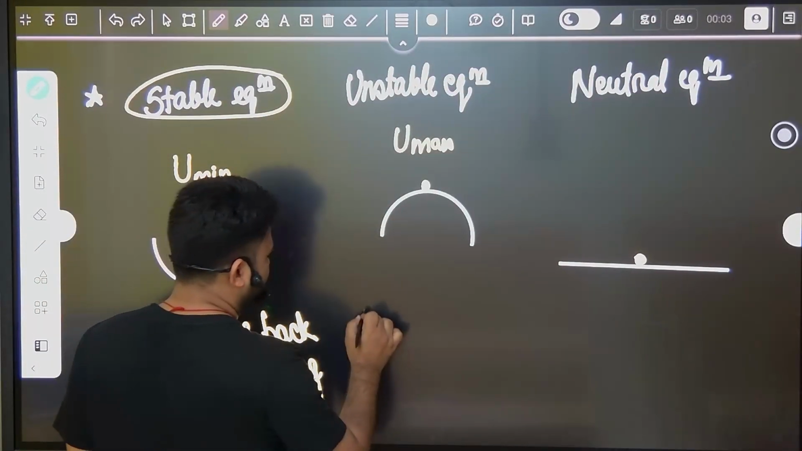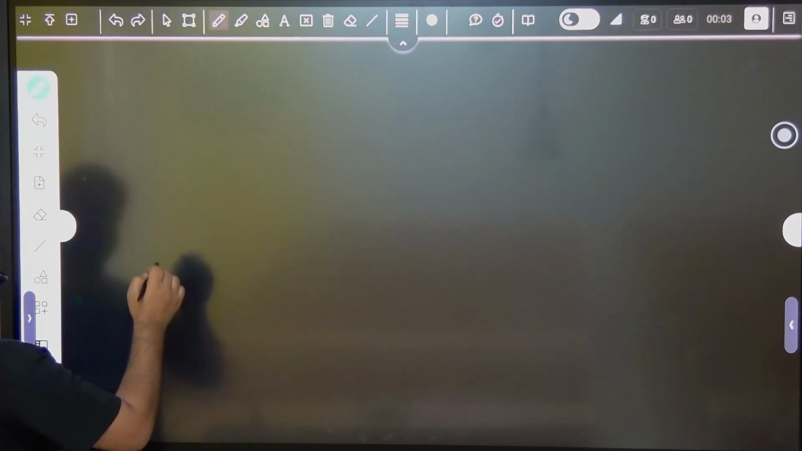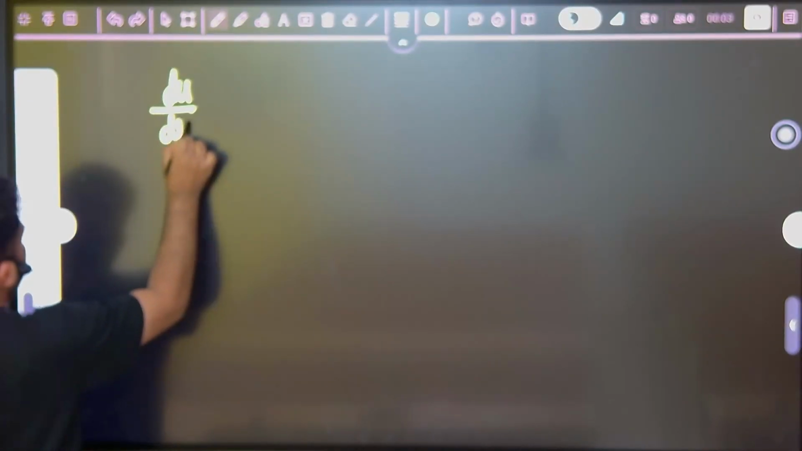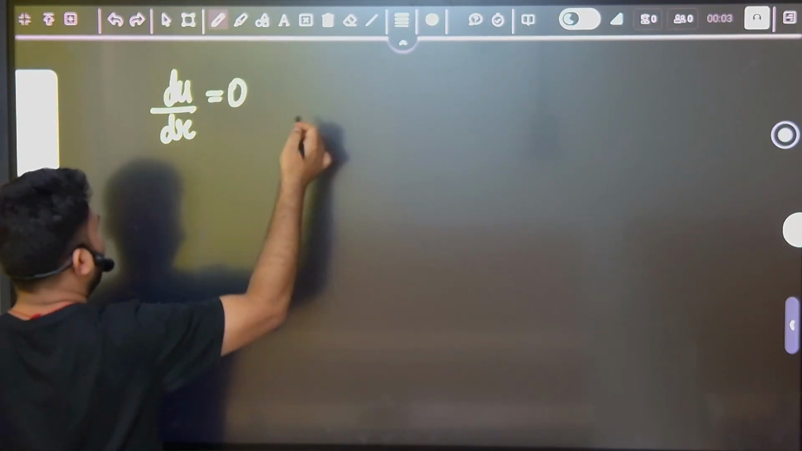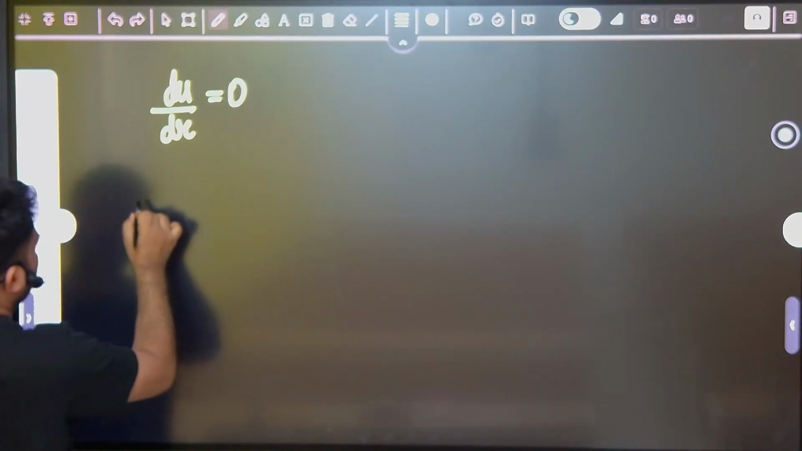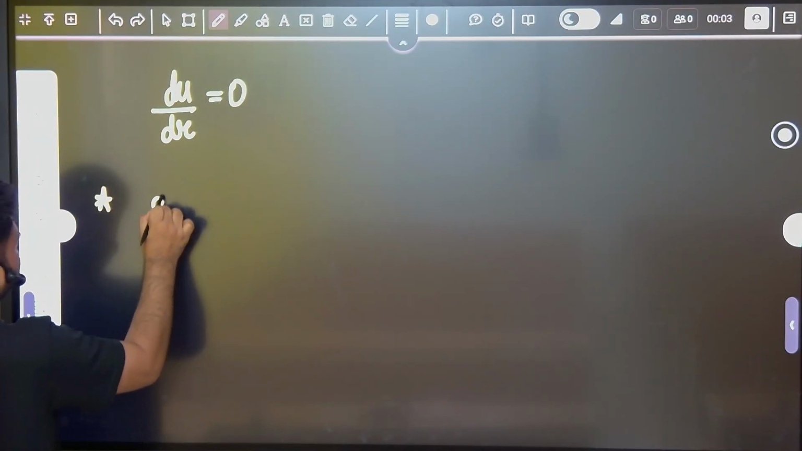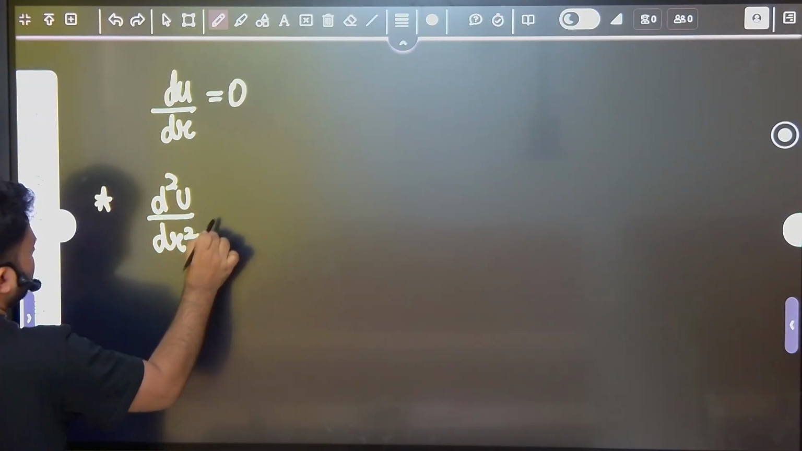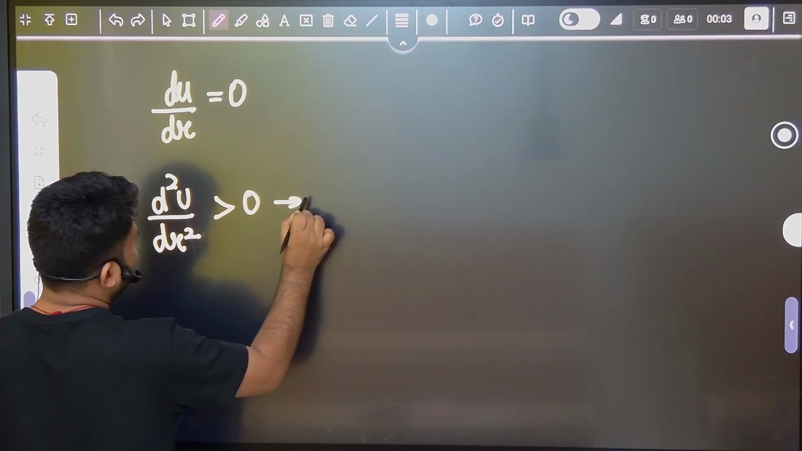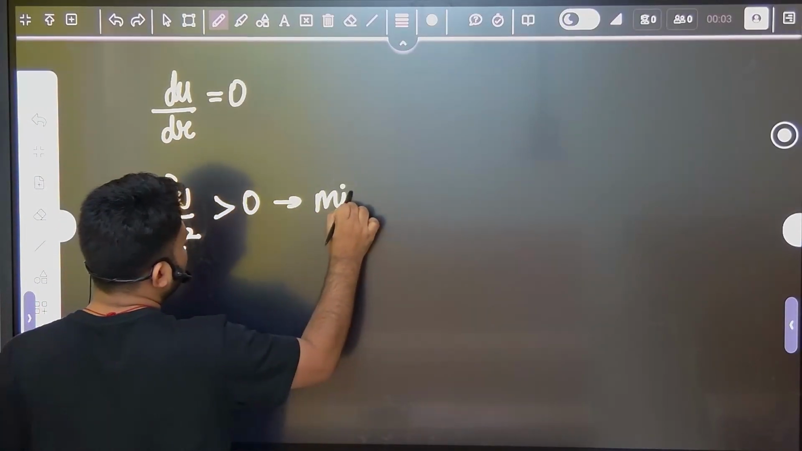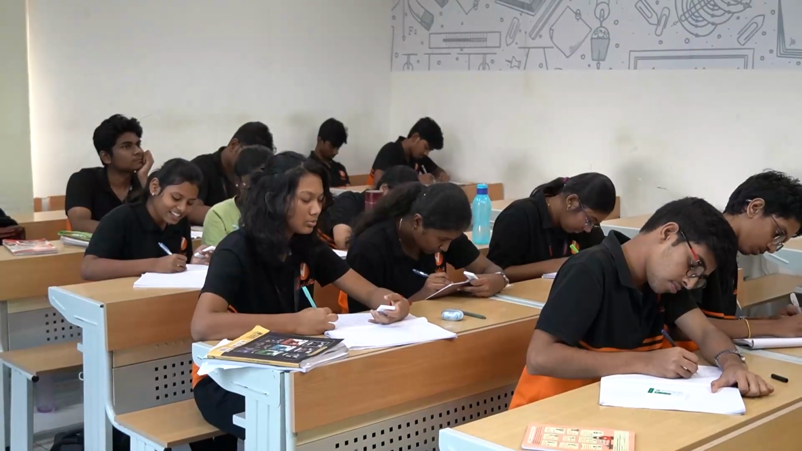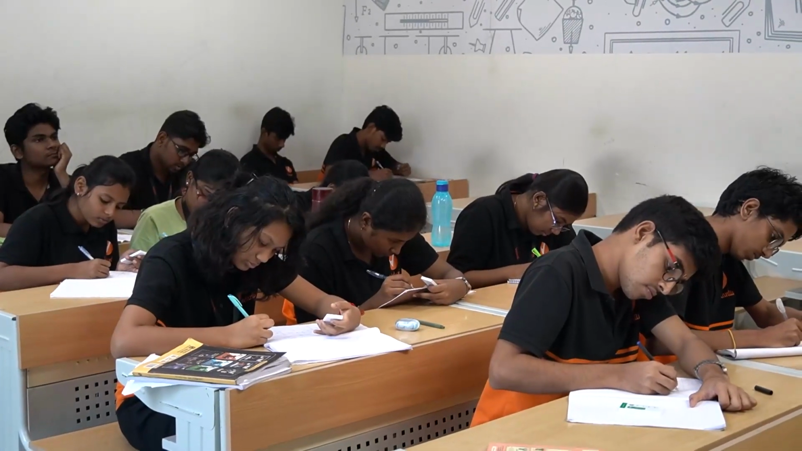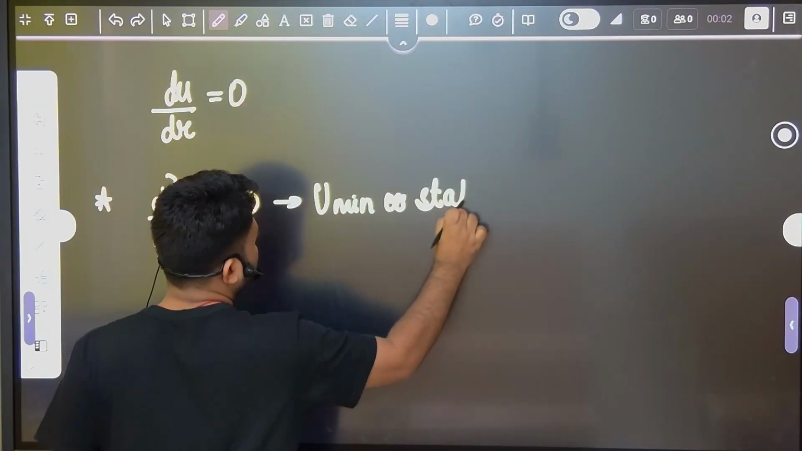Now mathematically what we tell? See. So first of all, du by dr has to be 0 for any kind of equilibrium. All the 3 types of equilibrium. Now remember these points. If again you differentiate, if d2u by dr square is greater than 0, this is a case of minimum energy. This is a case of u minimum or stable equilibrium. This point you remember.